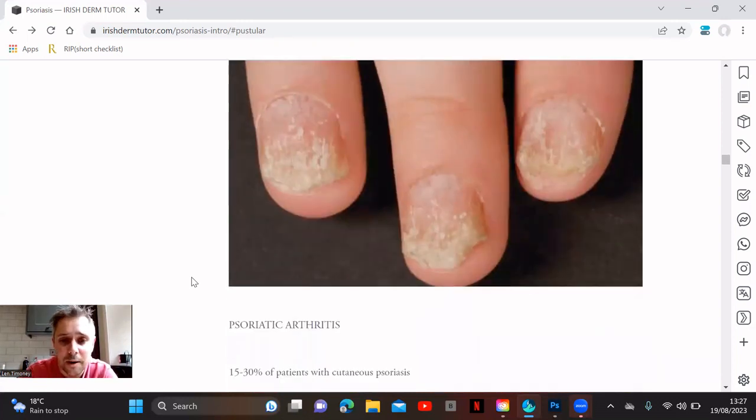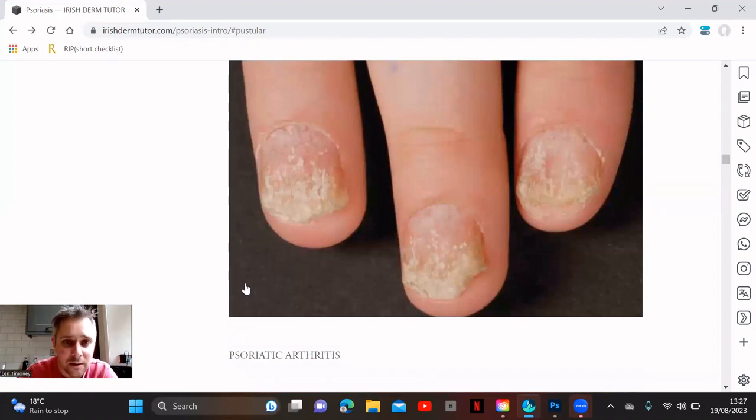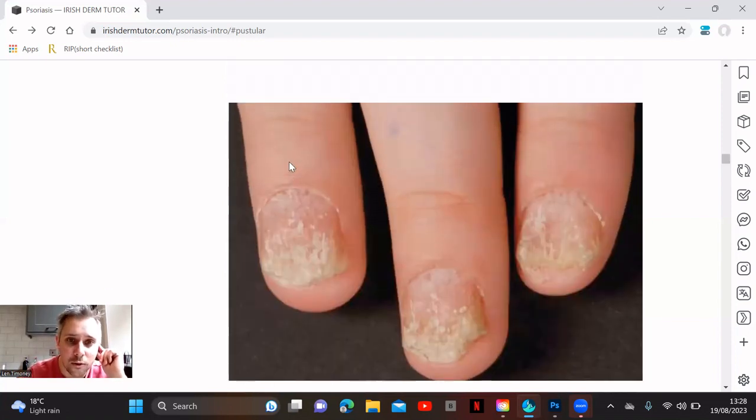Unfortunately, this probably isn't a great image of the kind of classic signs seen in psoriasis, but you can see little pits in the nail plate, which can be scattered throughout the nail plate. You often see onycholysis, which is separation of the distal nail plate from the nail bed. So it often looks a bit whiter in the distal area and looks raised off the nail bed. And you can sometimes get what's called oil spots on the nail plate, which essentially look like little oil spots. And then sometimes, probably in this case, the whole nail can just be quite dystrophic.